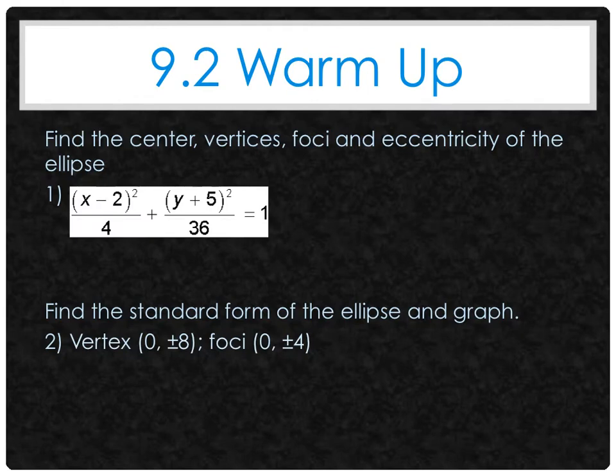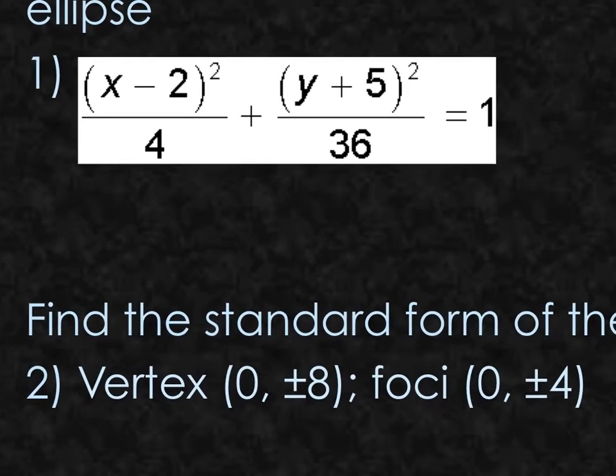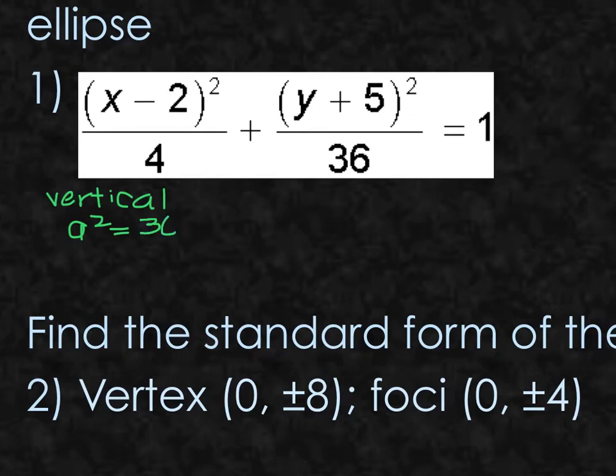Okay, so let's look at 9-2. The first one says, find the center, the vertices, the foci, and eccentricity of the ellipse. So from this equation, the first thing you should be able to identify is what type of ellipse is it? Which is what? Vertical, right? How do I know that? The bigger one's under the y, and that bigger one, which is a², is 36, which makes a 6. b² is the other one. That's 4, making b 2.